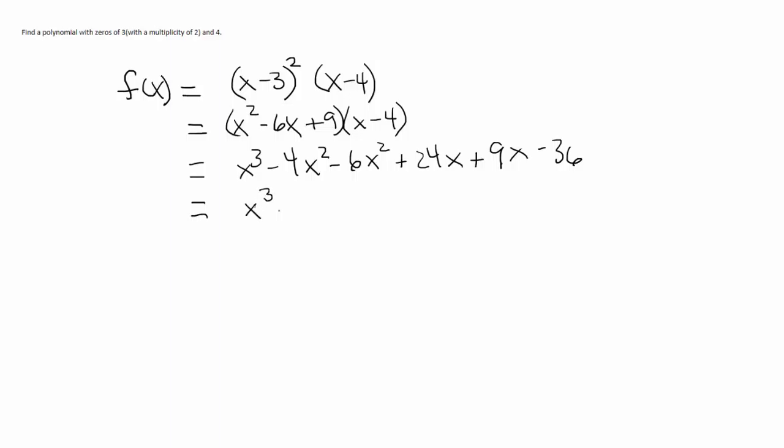So we have x cubed minus 10x squared plus 33x minus 36. And that's all for this video on polynomials, the real zeros, and the degrees.